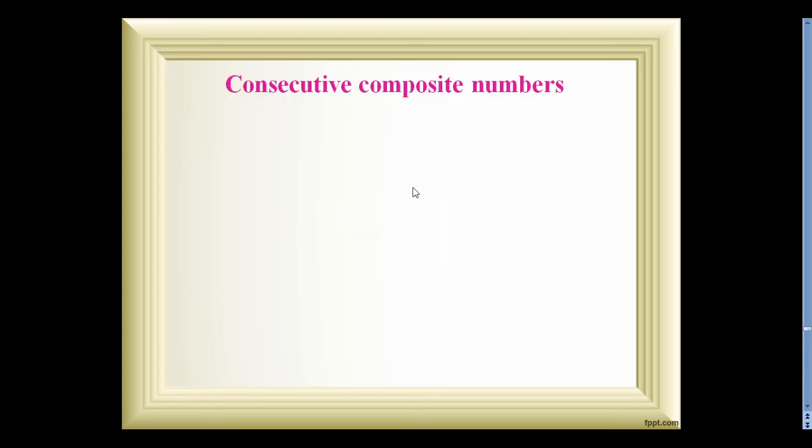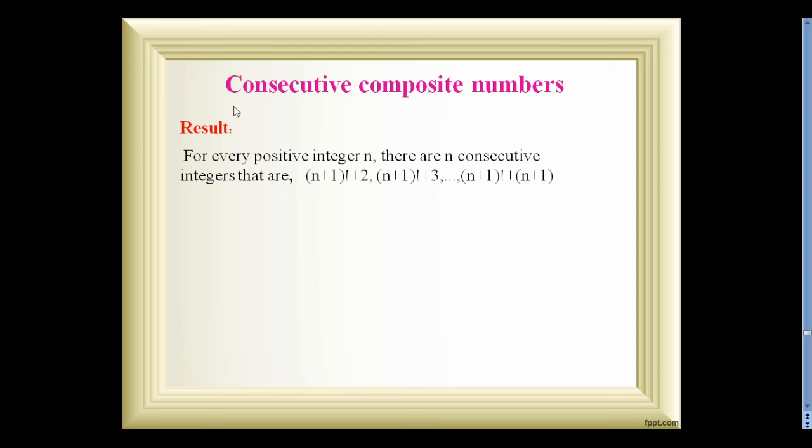Next, we will see consecutive composite numbers. The result is: for every positive integer n, there are n consecutive composite integers, and the formula is (n plus 1) factorial plus 2, (n plus 1) factorial plus 3, and so on up to (n plus 1) factorial plus (n plus 1). So we'll see a problem based on this.